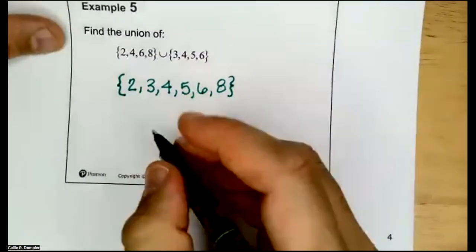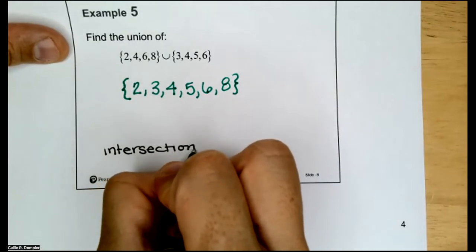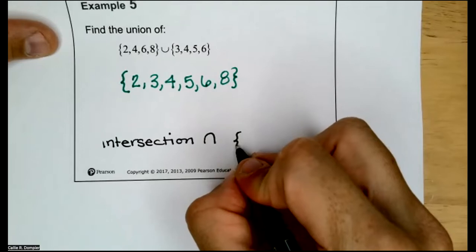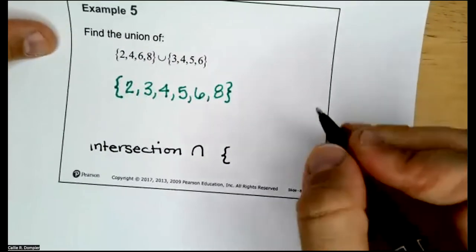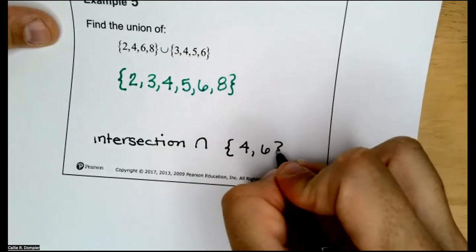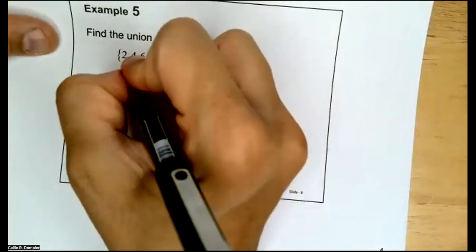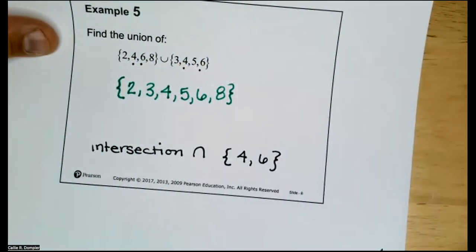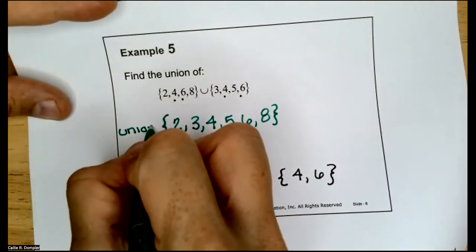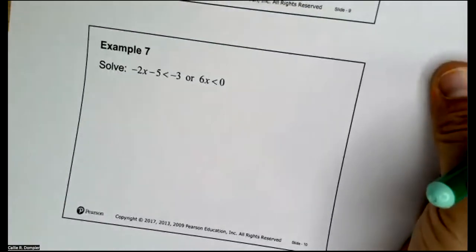The intersection of that same group is going to have an upside down U, and it will only include, so we're looking at these same two groups, the intersection of those two groups is only going to include 4 and 6. Those are the terms that repeat. The union is everything. And the union has the letter U.